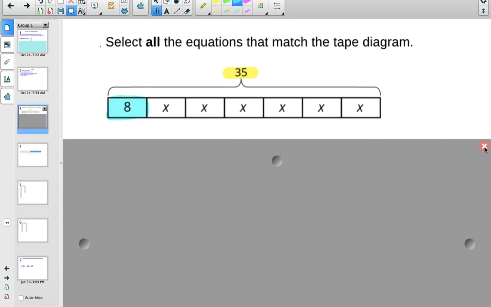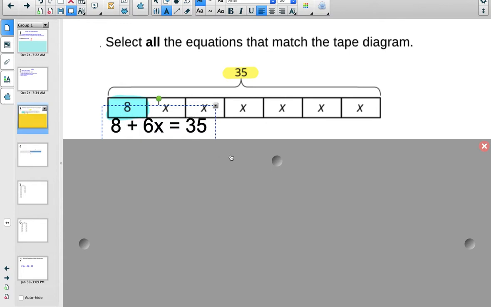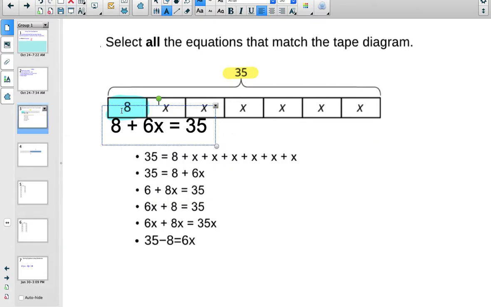Or a better strategy is setting up an equation. Well, what do we know? We know that 8 plus, how many x's do we have? 1, 2, 3, 4, 5, 6 x's, and you write that as 6x equals 35. I know that has to be true. Okay, so let's look at some possibilities.